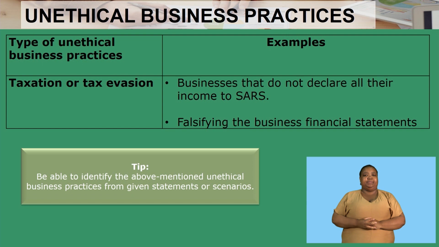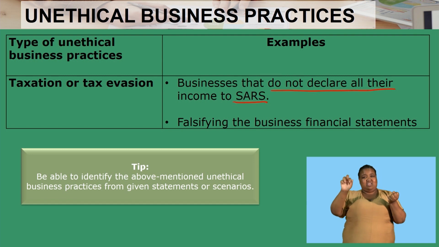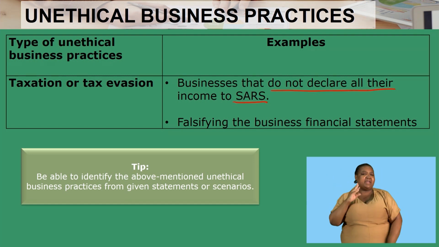Right, we move on to taxation or tax evasion. What is taxation and what is tax evasion? Tax evasion, as an unethical business practice, is when businesses do not declare all their income to SARS. So you're basically falsifying the information or falsifying the business statements. You're telling them false information in order for you to avoid paying tax. Say your income or your profit is, let's say, 100,000, but you just declare to SARS that you only get 1,000 rand, or you're not even declaring all your income to SARS. Why? Because you want to evade tax, not avoiding, but evading.